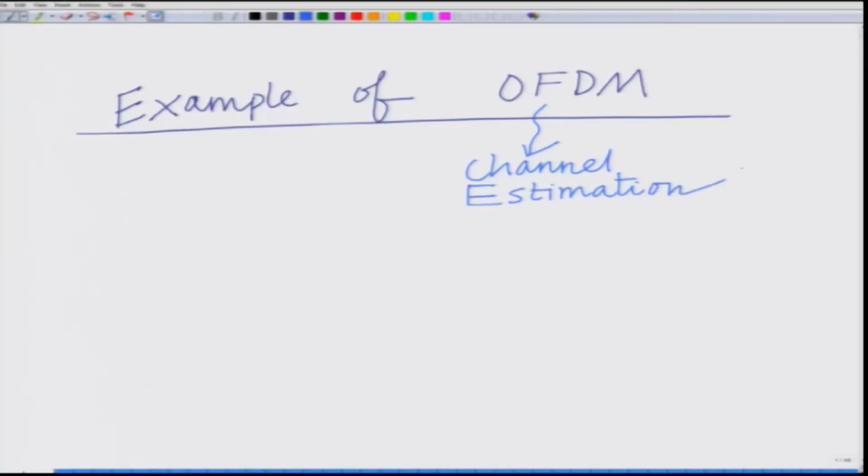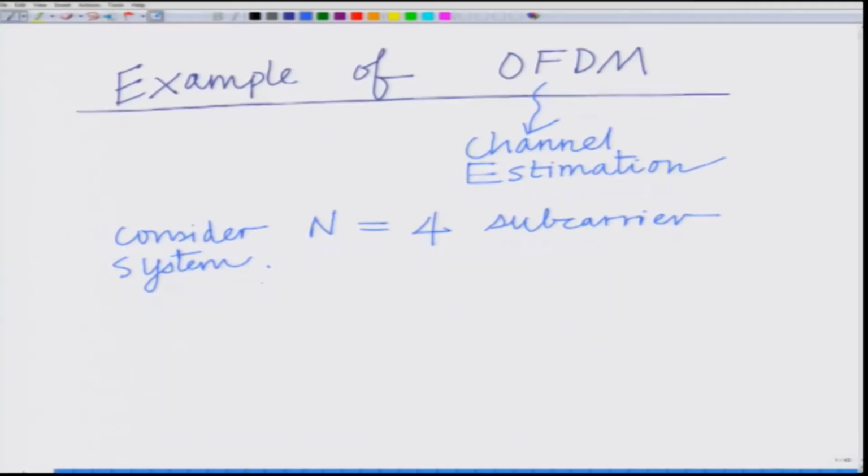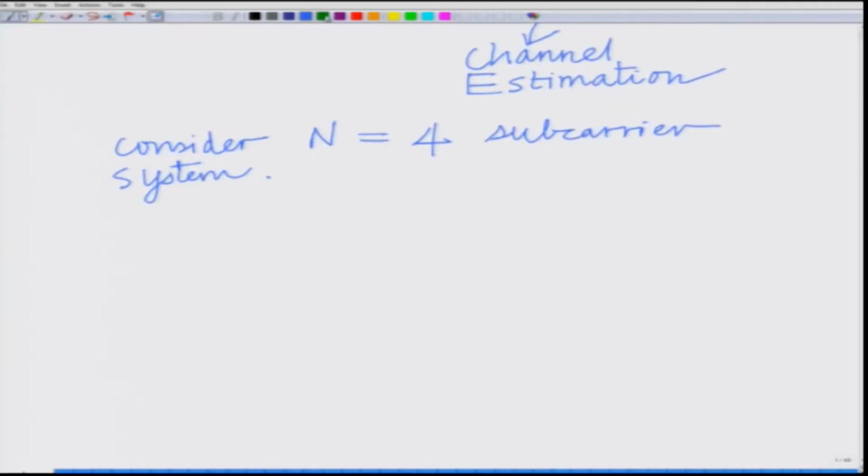in OFDM systems, alright. So, as we have been saying, let us consider an N equal to 4 subcarrier system. Similar to what we have seen in the previous modules, consider an N equal to 4 subcarrier system, and therefore, we have 4 symbols that are loaded onto the subcarriers, 4 pilot symbols.